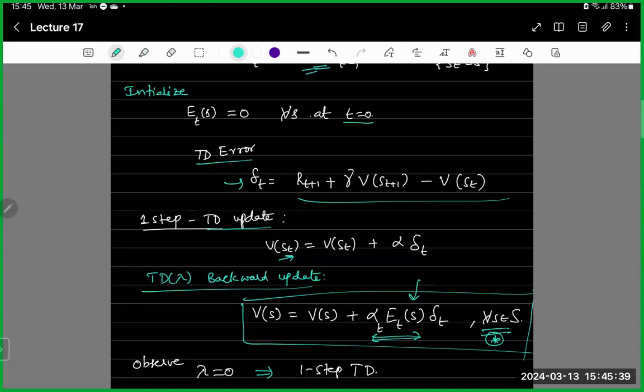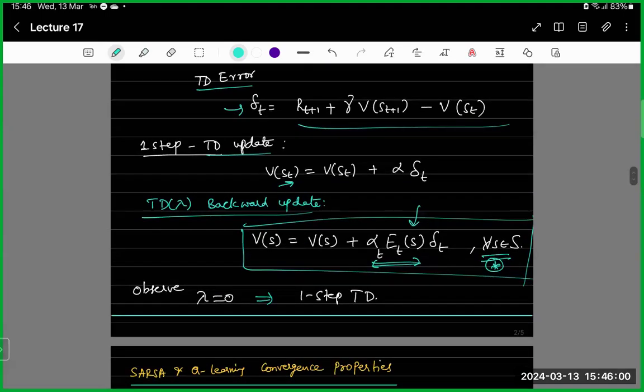If the state has recently occurred, you are contributing this error more to that state. If it has occurred long back, or if it has occurred very few times, the E_t(s) will be smaller, so the attribution of this error to that state will be smaller. So in every time slot, we'll update all the states with this formula. As a quick check, we also substituted lambda equal to 0, and we got back our one step TD.